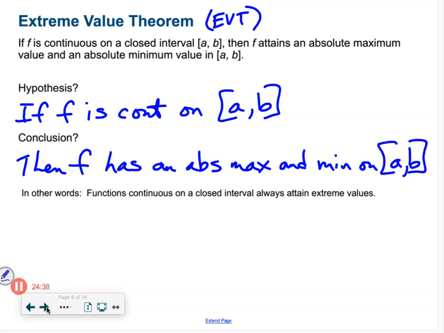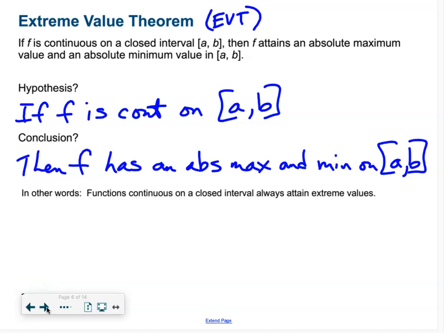So in other words, every single function that's continuous on a closed interval has to have a max and a min on that interval. Every single one of them, no exceptions. If you are continuous on a closed interval, you have a max and a min. That's the EVT.